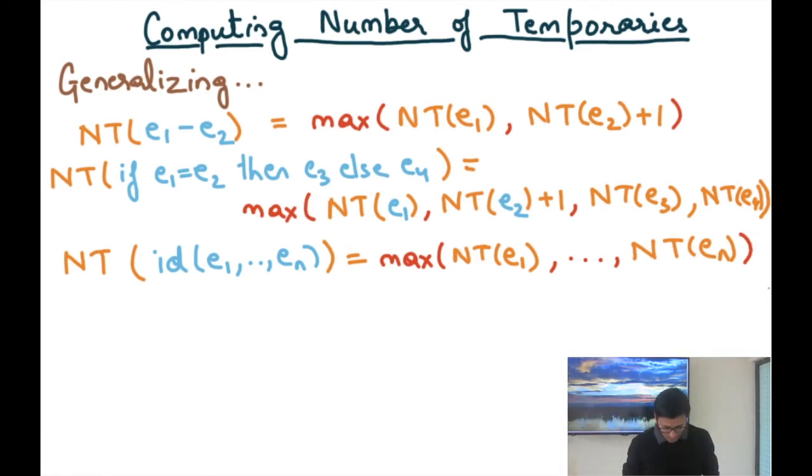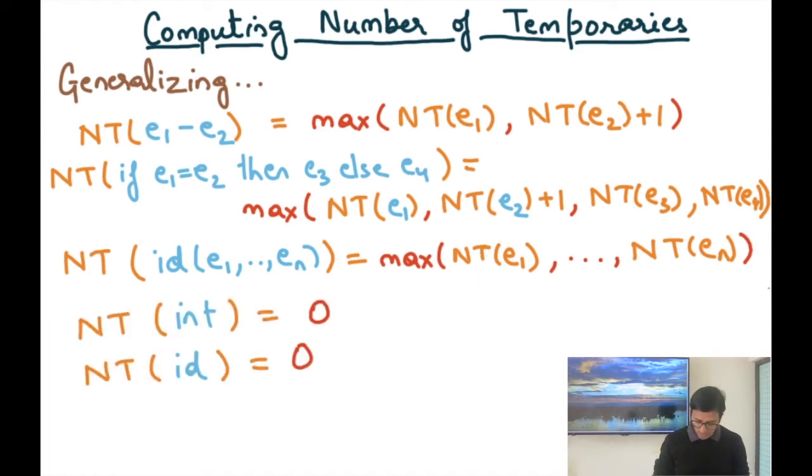Alright, and so NT of id(E1, E2, ..., En) is max of just NT(E1), ..., NT(En). Because we expect that all the other space on the stack will be dynamically allocated, there is nothing really that needs to be pre-allocated for a function call, and so we're going to just assume that the function call can be computed without any temporaries of itself. It just needs to have the number of temporaries that's required to evaluate each of its arguments. So this is max of NT(E1) through NT(En).